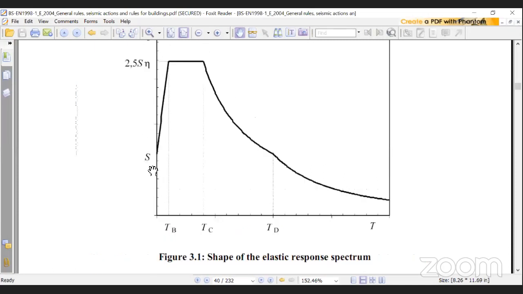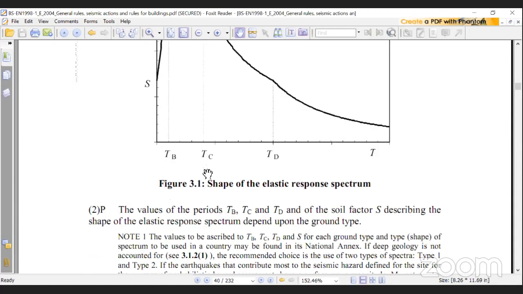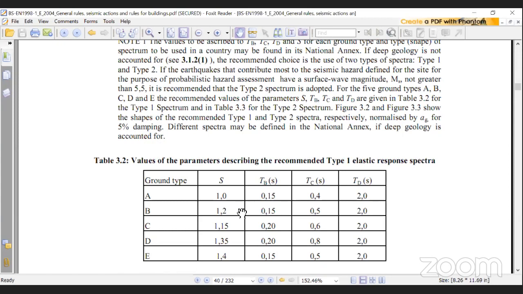So we have the value of S, which is the soil type, which is why we are concerned about the soil type. A building resting, for example, on ground type A cannot resonate the same way as the same building on very loose soil. They will differ in terms of their resonation. So depending on the type of spectra, if you have picked type one spectra, we pick the values of S, TB, TC, and TD.